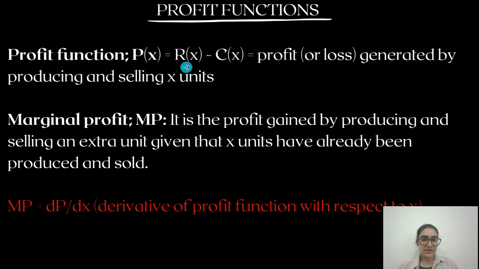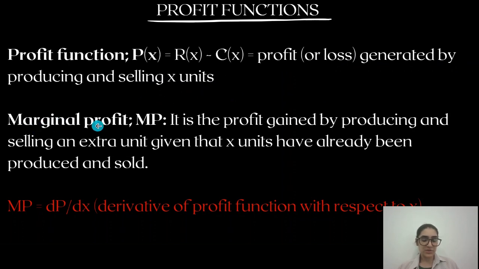Now, profit is the revenue that we bring in for producing or generating x units of our items, minus the cost that we put in for producing these x units. This is the profit, or probably in some cases loss, that is generated by producing and selling x units.